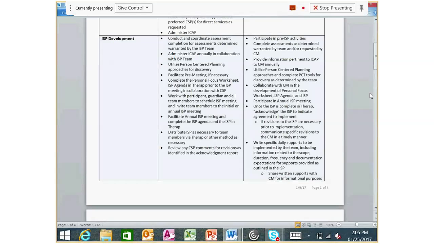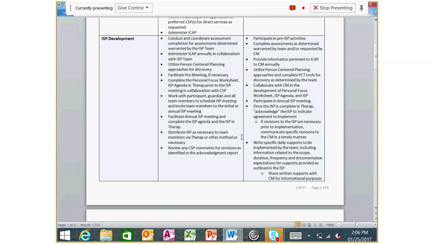The case manager will also facilitate the pre-meeting if necessary. They will complete all of the ISP documents, that's the personal focus worksheet and the ISP agenda, prior to the actual ISP. They will work with the participant and the rest of the ISP team to schedule a meeting and then invite all of the team members. They'll facilitate the meeting, complete the ISP agenda and the ISP and TheraP, and then distribute to the rest of the team.